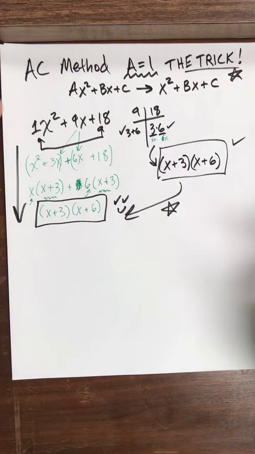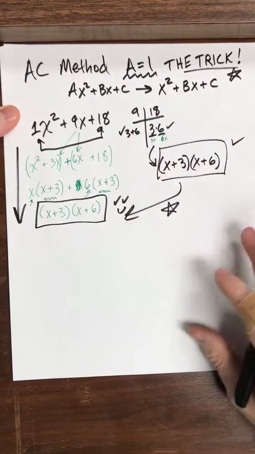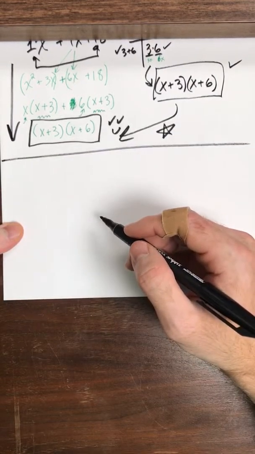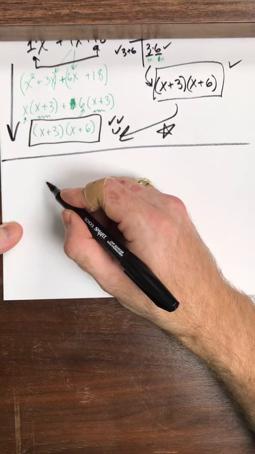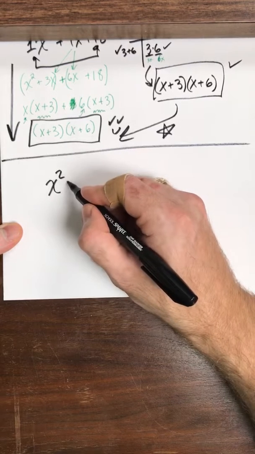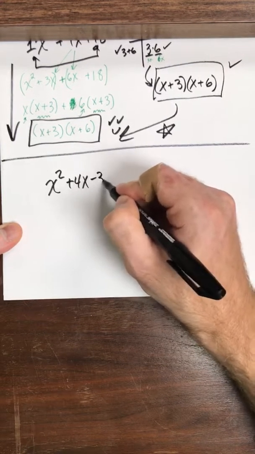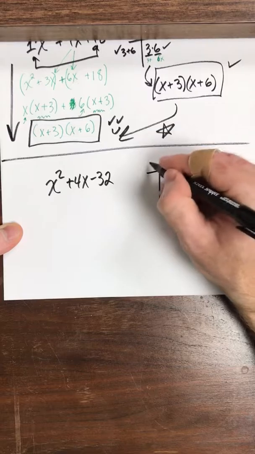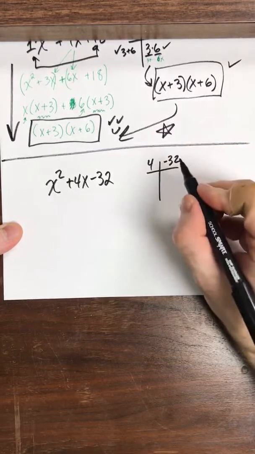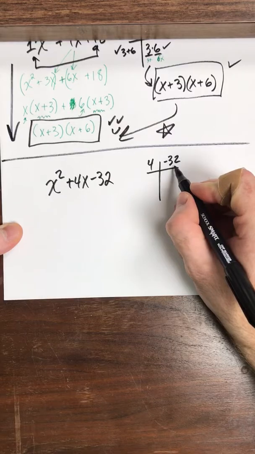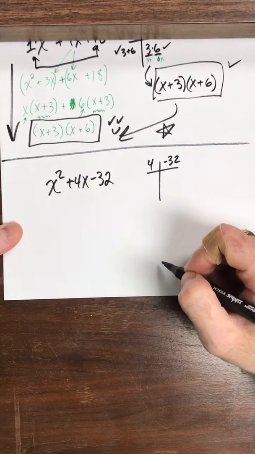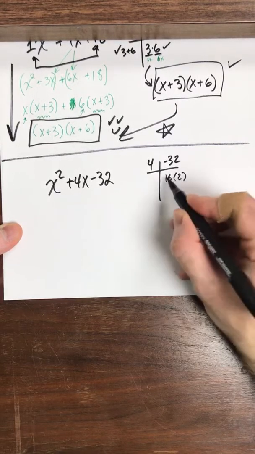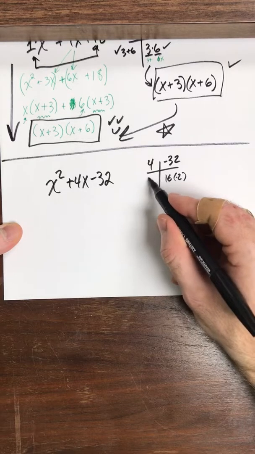But if a is not equal to 1, if that were a 2 or 3, a 17, whatever, you've got to be careful. We'll just do one more just to make sure we understand the trick, okay? Let's do x squared plus 4x minus 32. Okay, here a is 1, so I'm going to use my trick. I've got 4 and I've got negative 32. So I want to multiply to negative 32, and I want it to add to 4. Okay, 32, I got 16 and 2. 16 and 2 does not work. That's definitely not going to be the right answer.